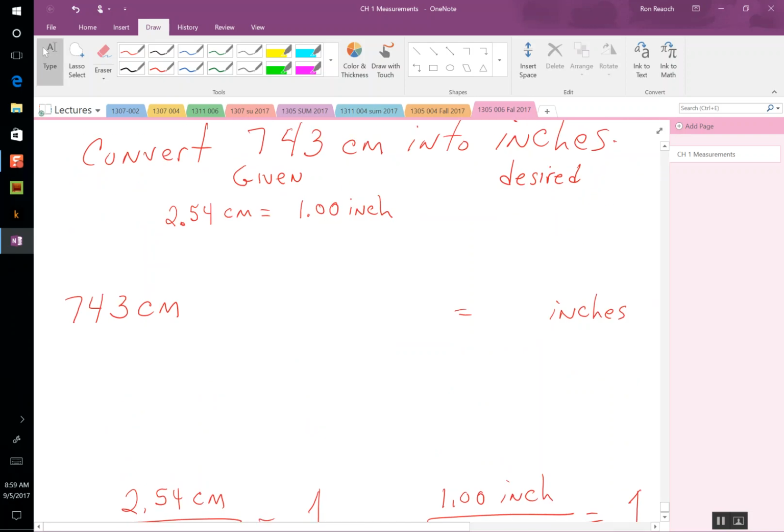So which way do we want to put it here? What do we want down in the denominator? Centimeters. Why? Because we want to get rid of that unit, and we want to convert it into inches.